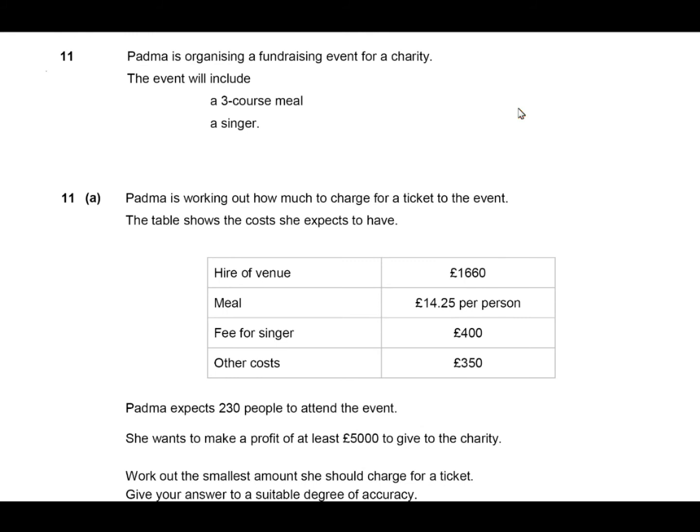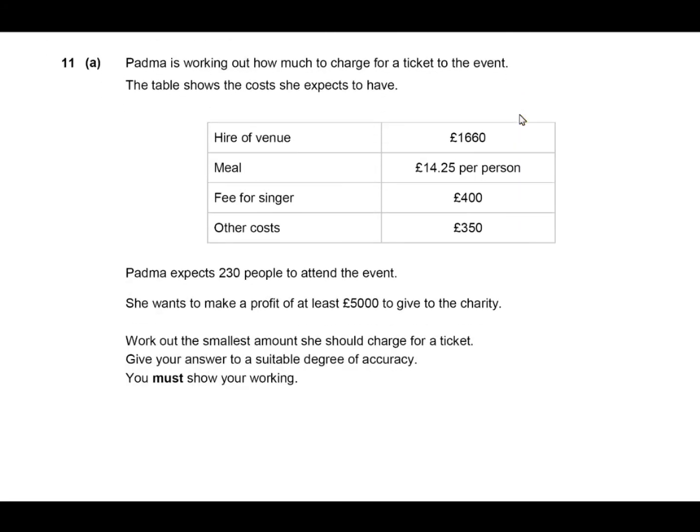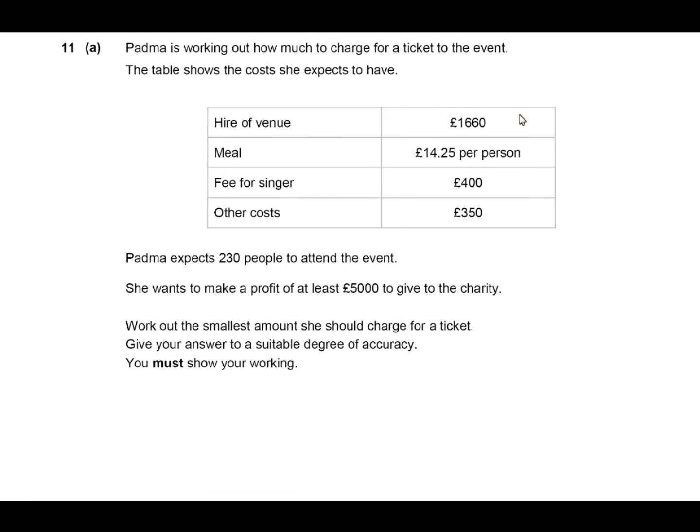Question 11. Padma is organising a fundraising event for charity, and the event will include a 3-course meal and a singer. Padma is working out how much to charge for a ticket to the event. The table shows the costs she expects to have. Padma is expecting 230 people. She wants to make a profit of £5,000. Work out the smallest amount she should charge for a ticket. Give your answer to a suitable degree of accuracy, and you must show your working out.